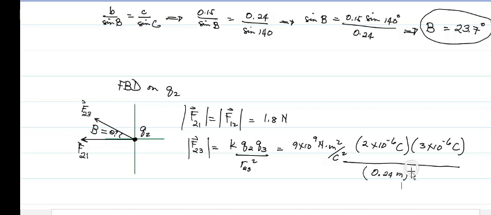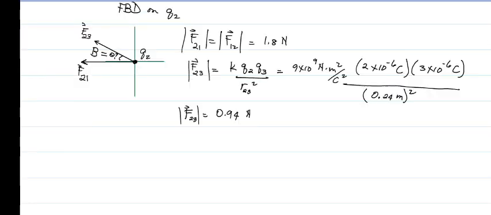This is equal to the side C that we computed earlier. So the F23 therefore is equal to 0.94 newtons. Since we now have the values for the forces on Q3, we can solve the net force on this charge using the component method.